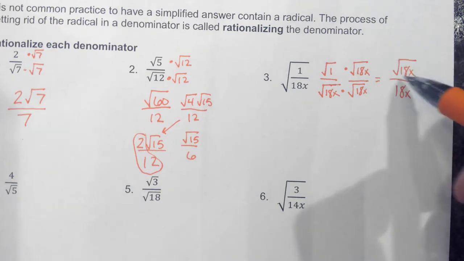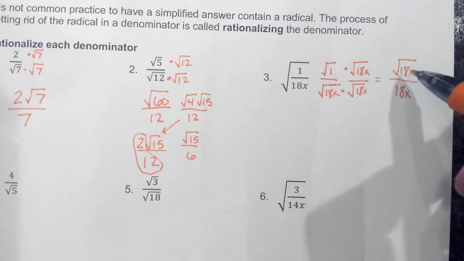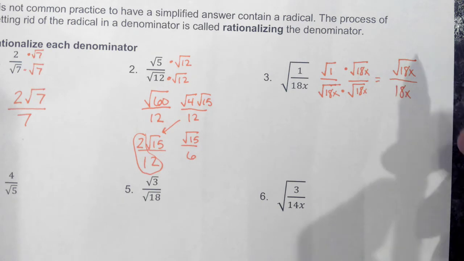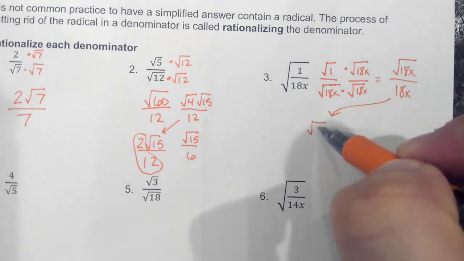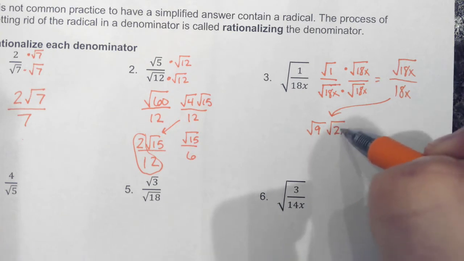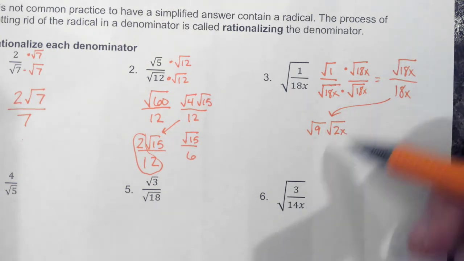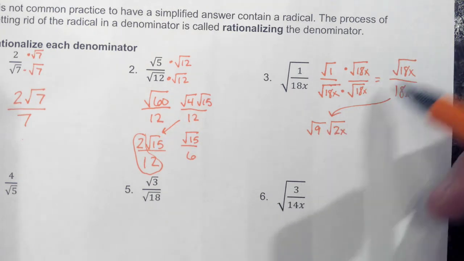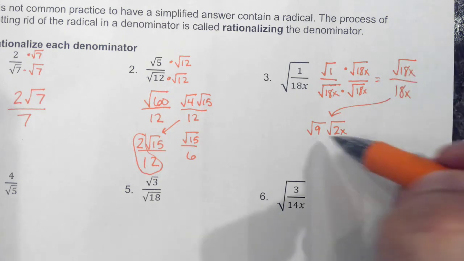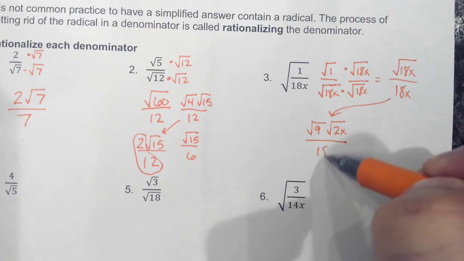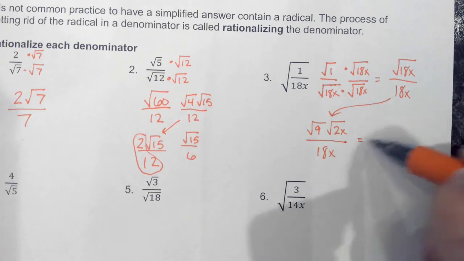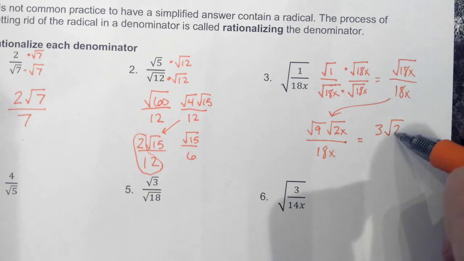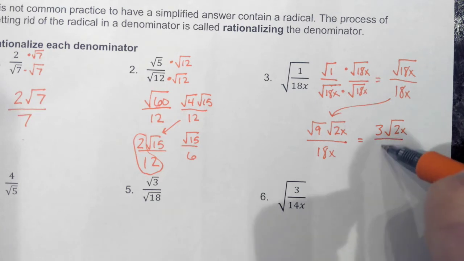And then again, look at that numerator. There's a perfect square that divides 18. So we'd want to break that into the square root of 9 times the square root of 2x. I'm going to keep those separate since that's not going to go any further. 9 times 2x is still 18x. On bottom, we still have the 18x. Square root of 9 is 3. So 3 square roots of 2x over 18x.